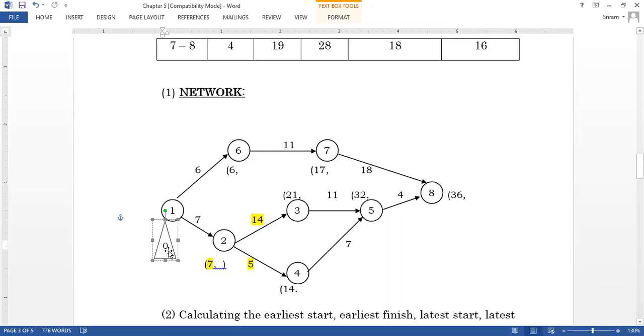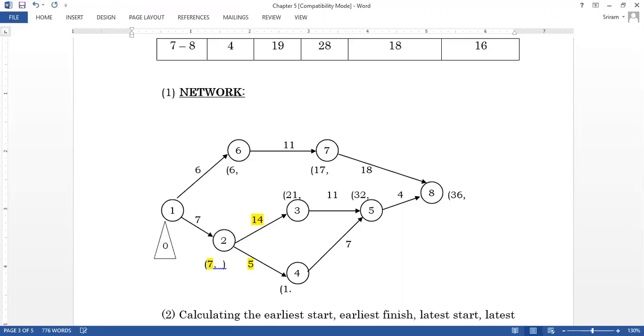So when I take from here 0, the value is 7. 0 plus 7, the value is 7. 7 plus 5, my God, I made a mistake there. 7 plus 5 is 12. Here 7 plus 14 is 21, so 21 plus 11 is 32. Here 12 plus 7 is 19. So the big number is 32. I am going to take the big number 32.